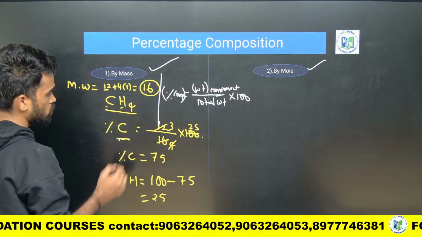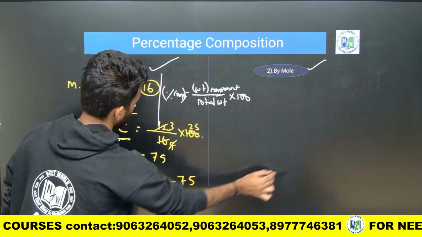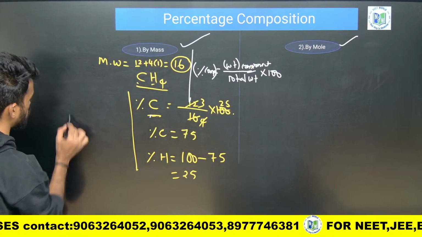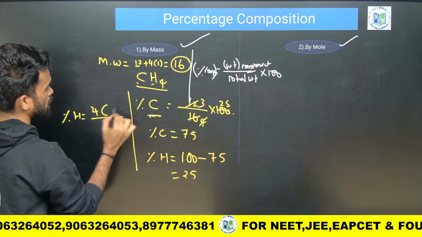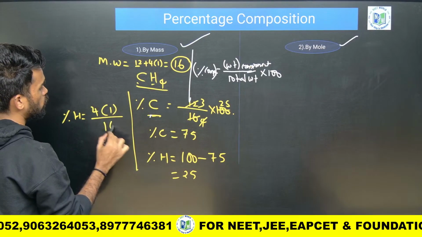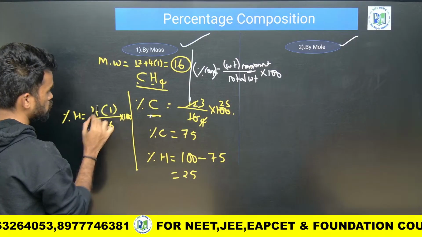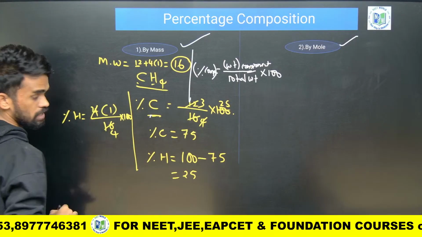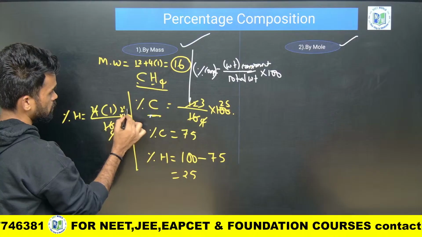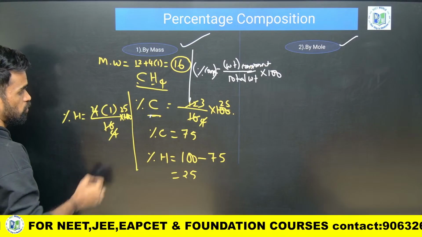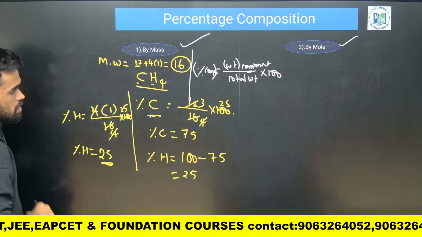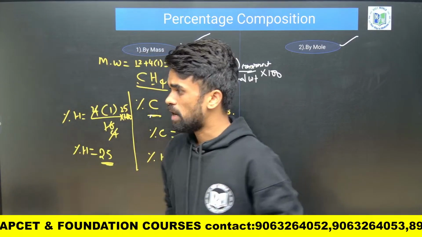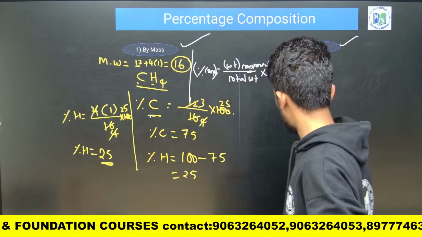Or simply use this traditional method only. What is that? Percentage of hydrogen equals to, how many hydrogen atoms are there? 4 are there. Each one mass unit is 1 and overall mass is 16, into 100. So this is 4 into 1, 4, and 16 into this 100 here we have. So 100 by 4 means 25. Percentage of hydrogen is how much? 25%. Like this also you can do. Hope it is clear what exactly percentage composition by mass is.